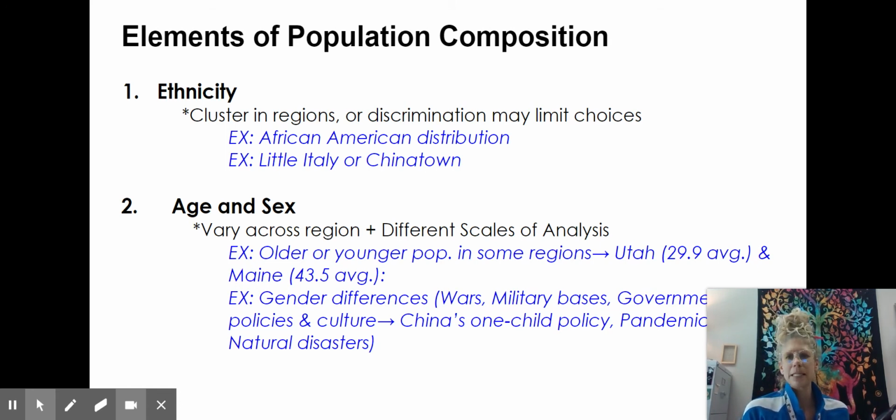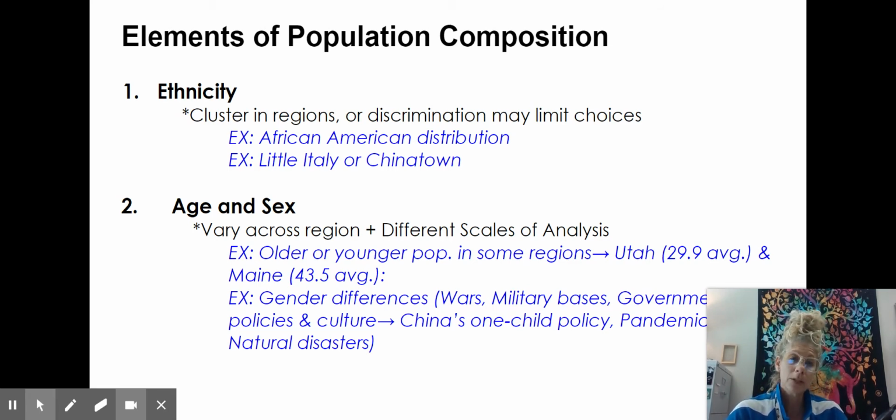Some great examples here, which are actually pretty interesting, is how older and younger populations can differ. In the state of Utah, the average population is actually 29 years old versus Maine is 43, so a lot older population in Maine. So it's interesting to think about what drives younger populations in a place like Utah versus Maine.